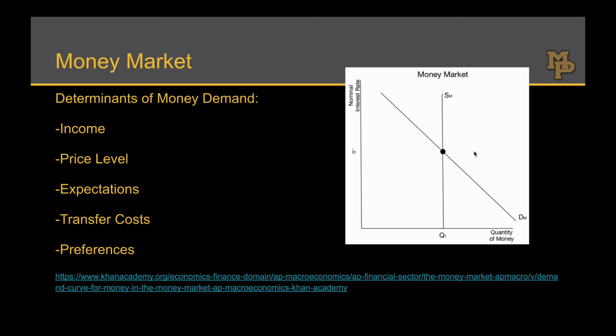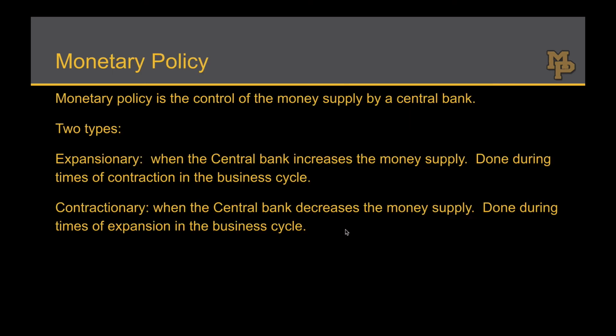Transfer costs. So if it becomes cheaper to move money in and out of the bond market, I'll be less willing to hold money. If it becomes more expensive to move money, I'll be more willing to hold cash in savings because it's going to be too costly to get it out of the bond market. And then preferences. So consumer preferences for cash versus paying in credit cards, or consumer preferences for the bond market. So again, a lot of these sort of overlap, and just read the question carefully, and of course we'll be practicing with many of those.